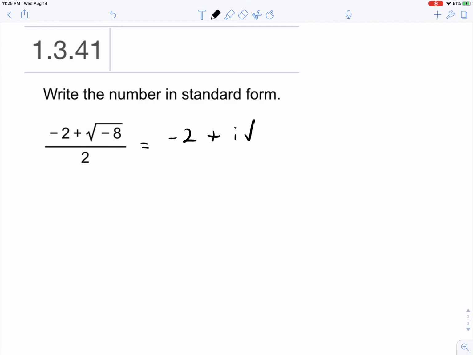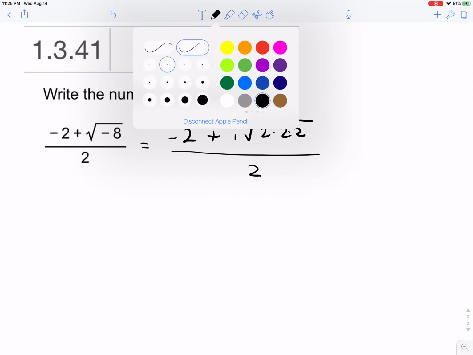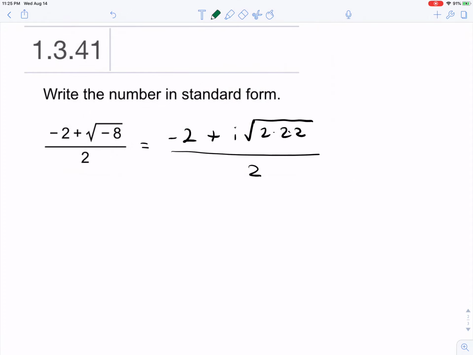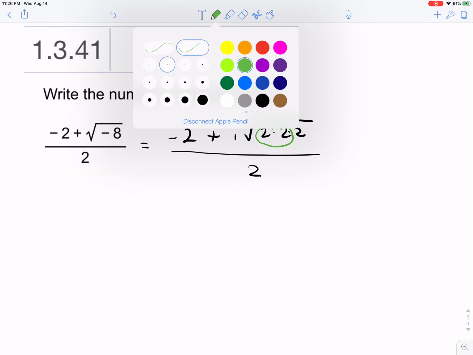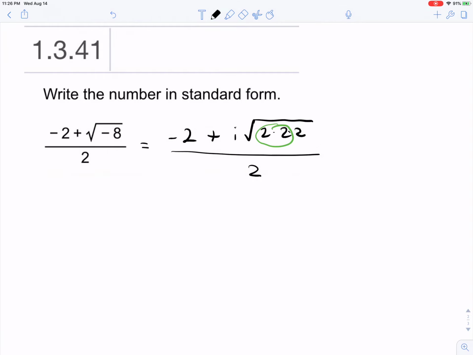Now 8 is what? 8 is 2 times 2 times 2. Since we are doing a square root, that means we want to identify groups of 2. Right, so here's one group of 2. It's a little bit roundabout. The way I'm doing this is for instructional purposes. Once you get it, you don't have to do all of this. It goes a lot faster.